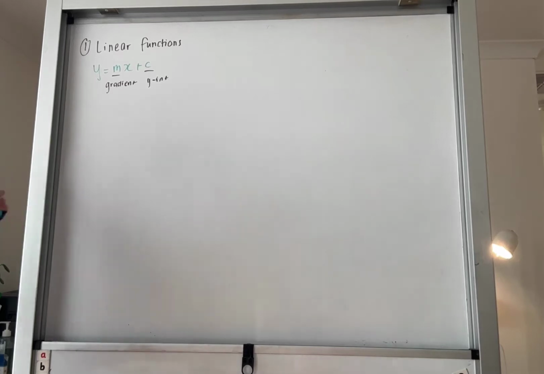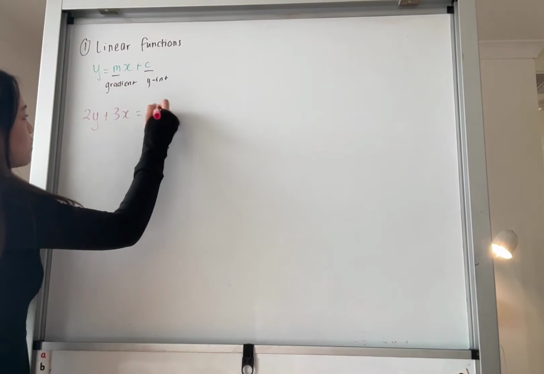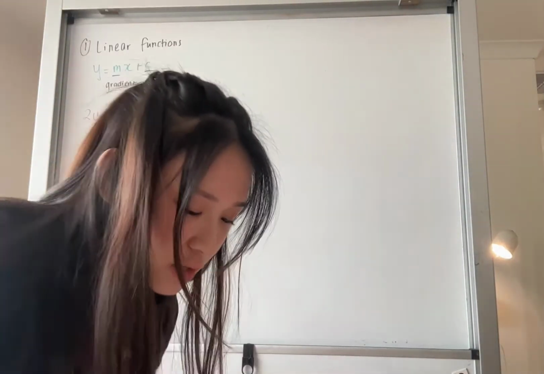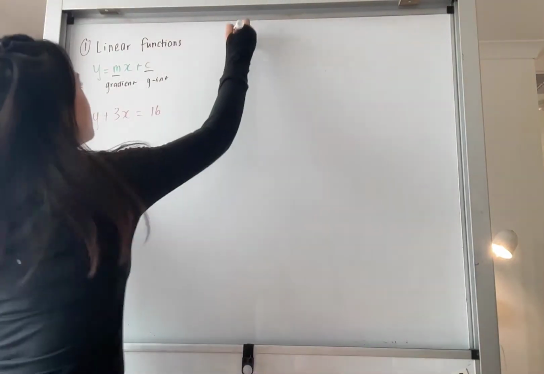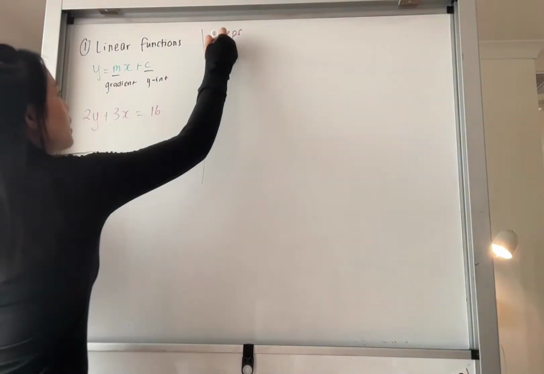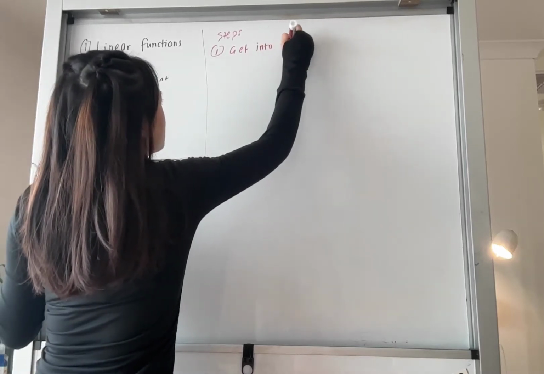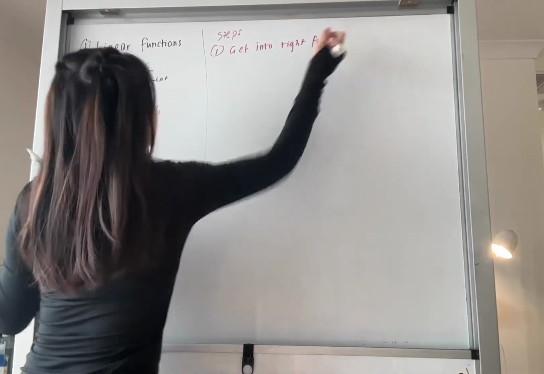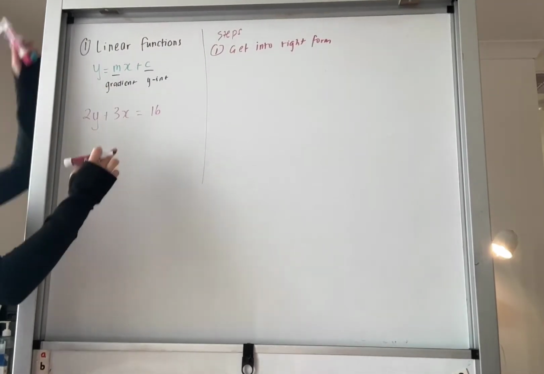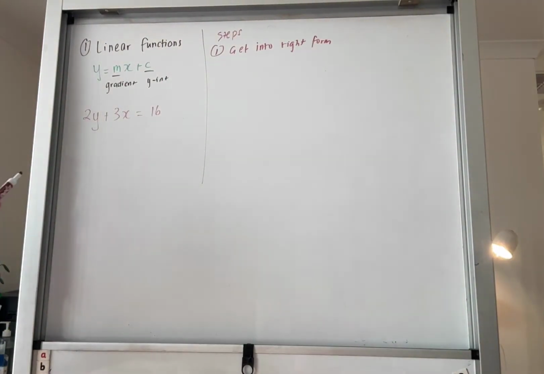Now, if I give you guys an example, 2y plus 3x equals 16, the first thing that you should be thinking, so I'll write my steps over here. These are your steps as you're drawing these graphs. Step 1, get it into the right form. With this example, you can see that it's not in the y equals mx plus c form, but really we're only taught how to sketch according to this form. So I need to rearrange the equation.